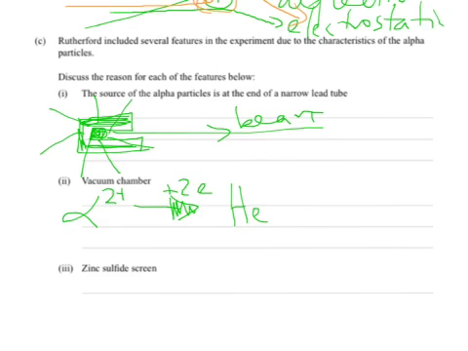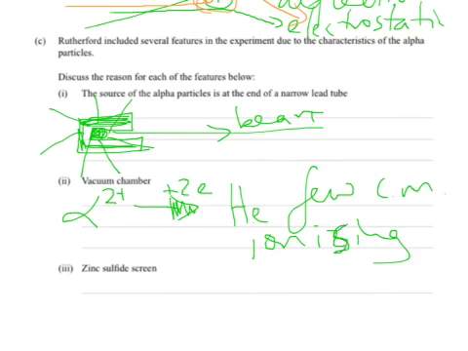And yeah, it would just interfere with the experiment, because alpha particles can only travel a few centimetres in air due to this ionising effect. In New Zealand we would use it ionising with an S, but overseas they use a Z. Rutherford's a New Zealander, so I suppose we can stick with an S, and the rest of the world can come into line on that one.